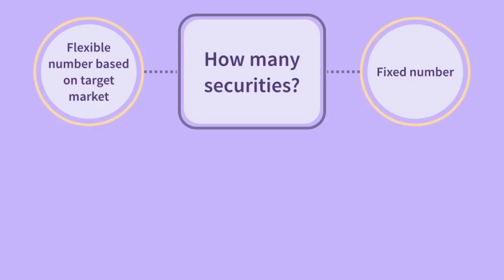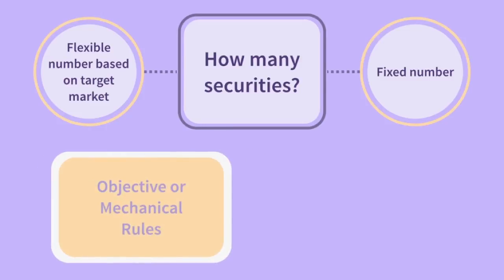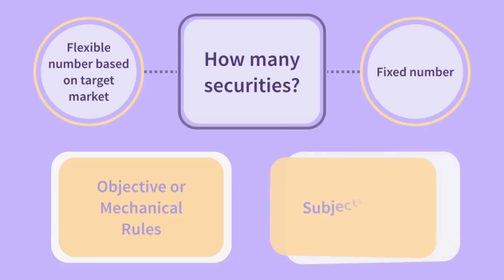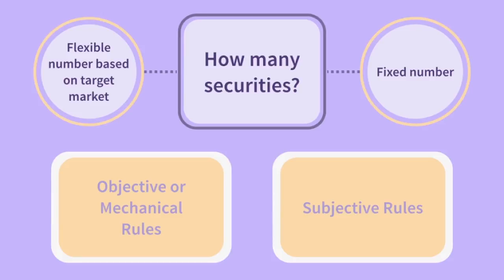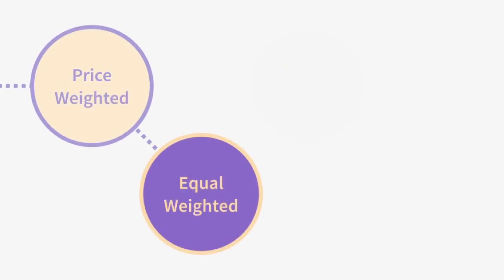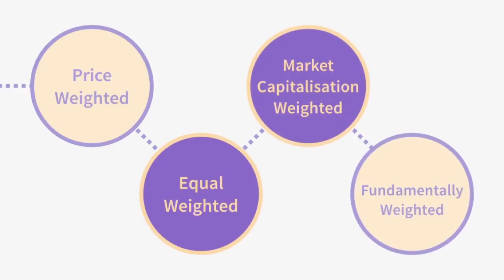Lastly, index providers decide on whether to use objective mechanical rules to determine the security selection or subjective rules, such as through the use of a selection committee. The S&P 500, for example, uses a selection committee, whilst the TOPIX uses the objective-based rule that includes every stock in the TOPIX. Next, the index provider must determine how to weight the securities within the index. There are several ways this can be achieved. An index can be price-weighted, equal-weighted, market capitalization weighted, or fundamentally weighted. We will compare each method and learn how to calculate their respective returns in the next section.